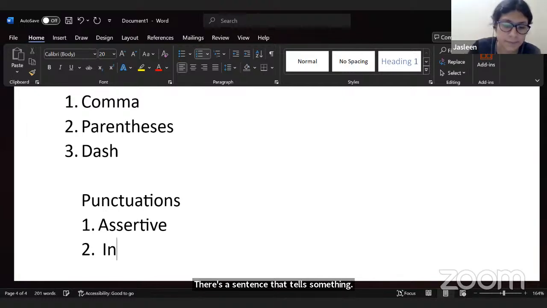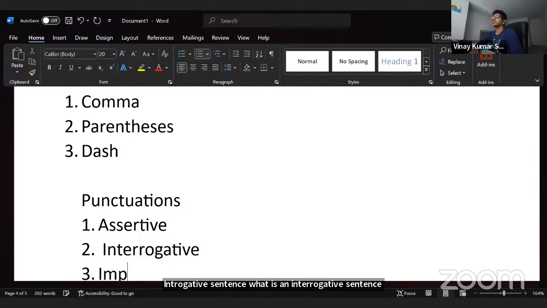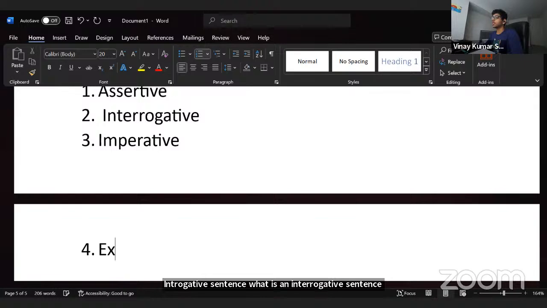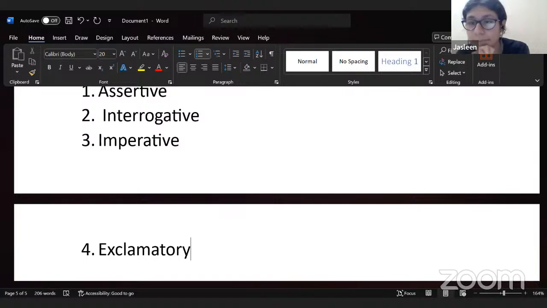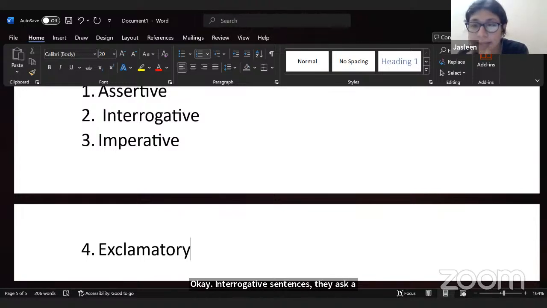Then we have interrogative sentence. What is an interrogative sentence? A sentence that... Imperative? It's a question, imperative question. No. Interrogative is a question. Okay. Interrogative sentences ask a question. Then you have imperative sentence. What is an imperative sentence?